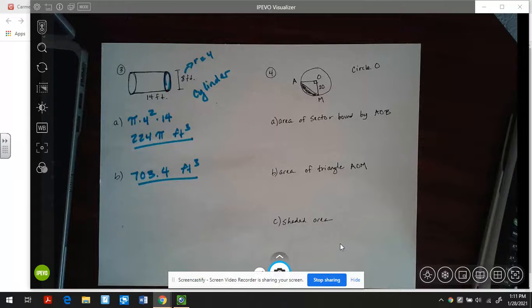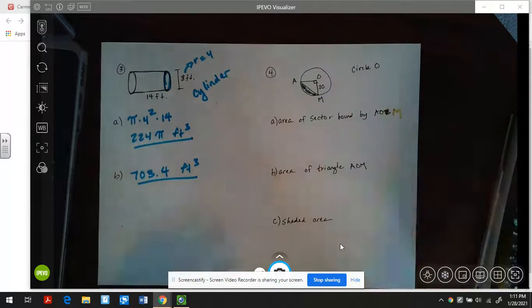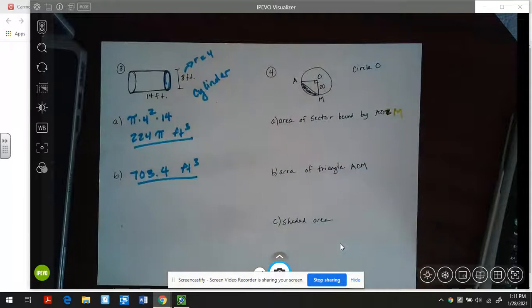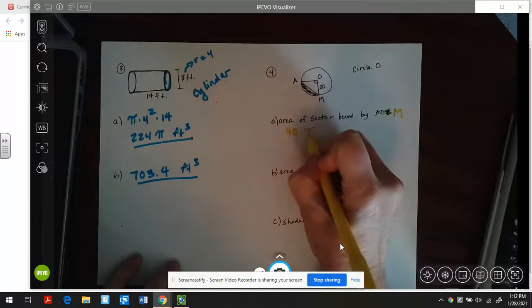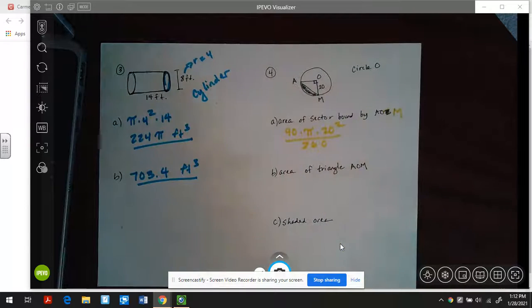So for question A, please find the area of the sector that is bound by AOM. In other words, find this corner piece of the pizza. All right, sector. Central angle times pi times radius squared divided by 360. We're using decimals for these, so 90 times 3.14 times 20 times 20 divided by 360. And I get 314.